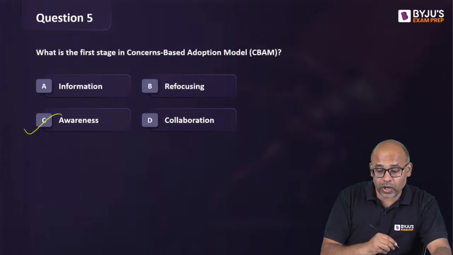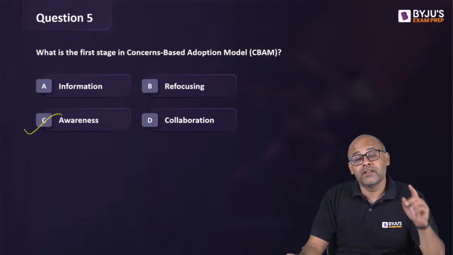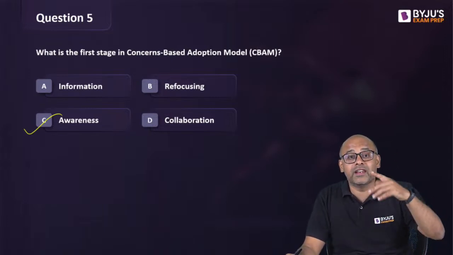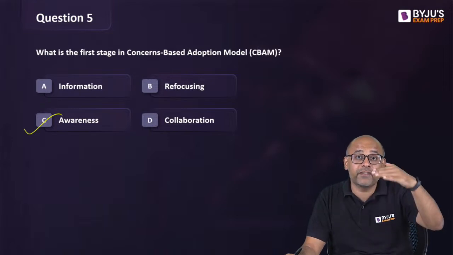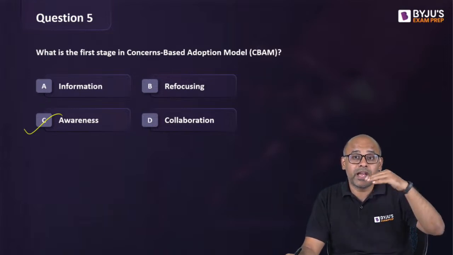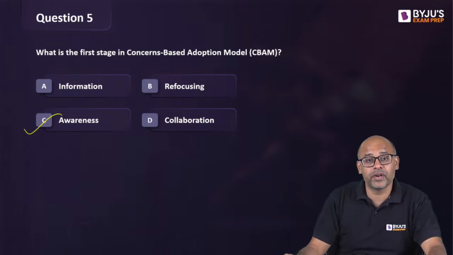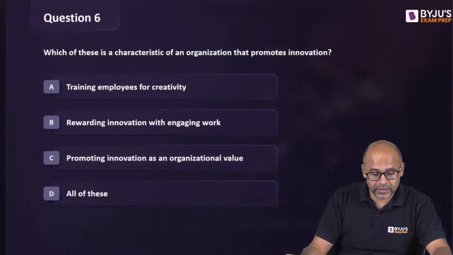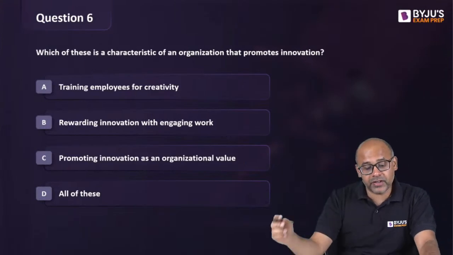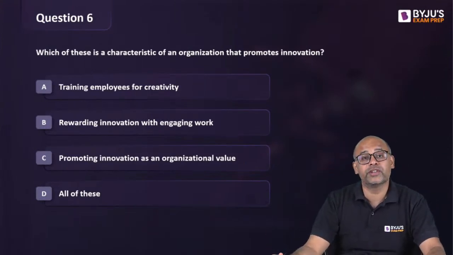Very good. It is option C, awareness. First comes awareness, then comes information. Remember that. Okay? Great. Next, which of these is characteristic of an organization that promotes innovation?